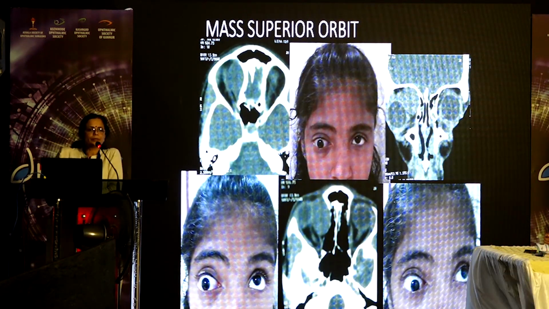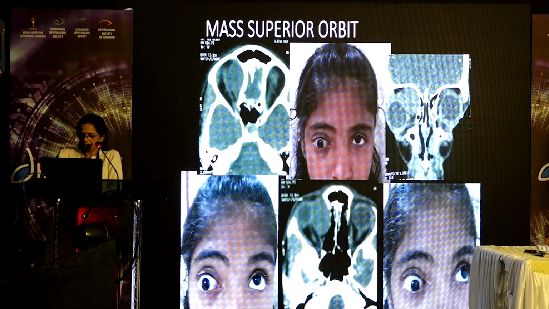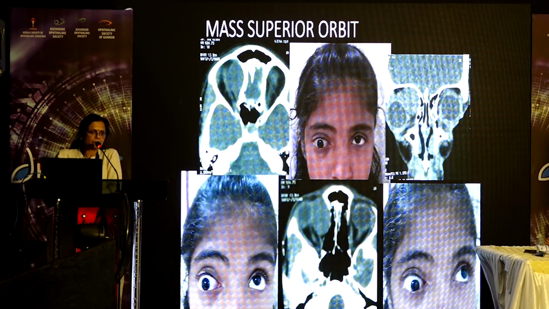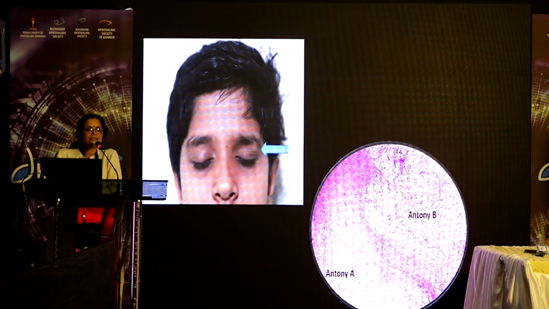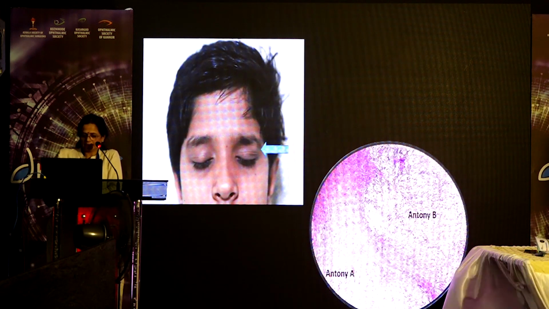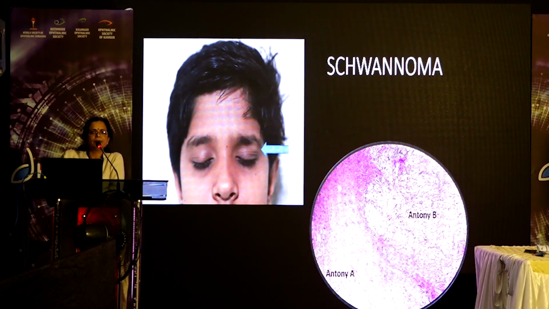Again, a mass in the superior orbit with bone excavation, and it was a huge mass in a young child. Bone excavation means it has been present for a long time. As also the small mass anterior to the septum in a young boy. It was a schwannoma with positive Antoni B and A cells.